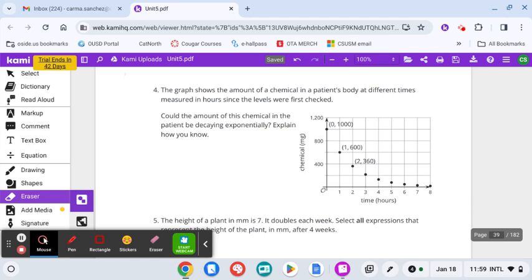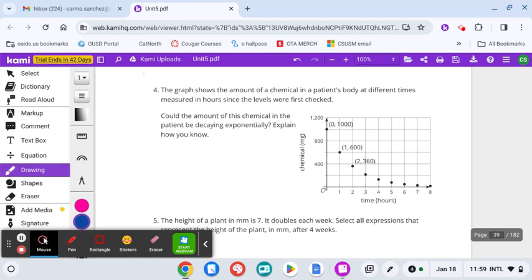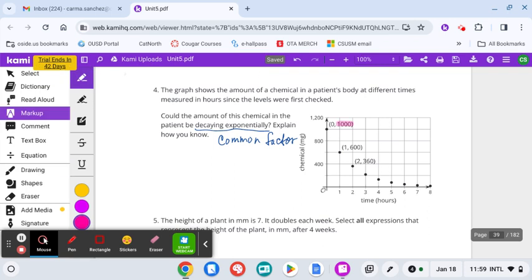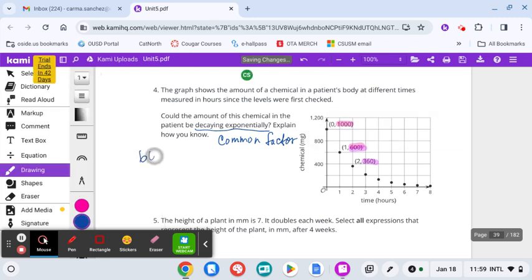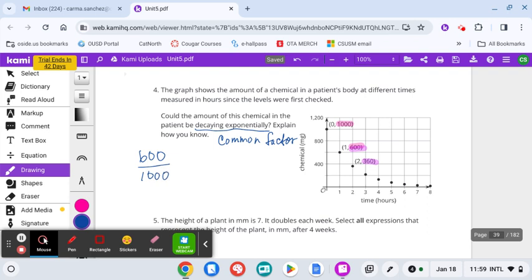The graph shows the amount of chemical in a patient's body at different times. Could this be decaying exponentially? To know if something is decaying exponentially, we have to show that there is a common factor between the different coordinate points. So we're going to use those outputs, as we've been doing the whole time, to divide. We need to see if 600 divided by 1,000 is the same as 360 divided by 600. So grab your calculator, do 600 divided by 1,000, do 360 divided by 600.